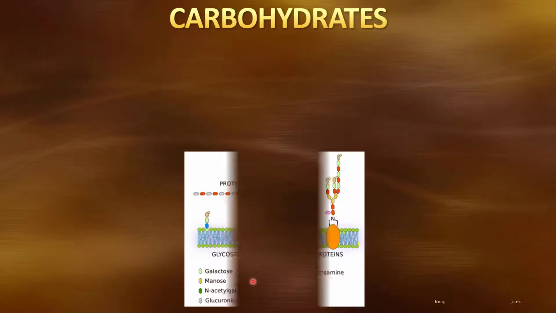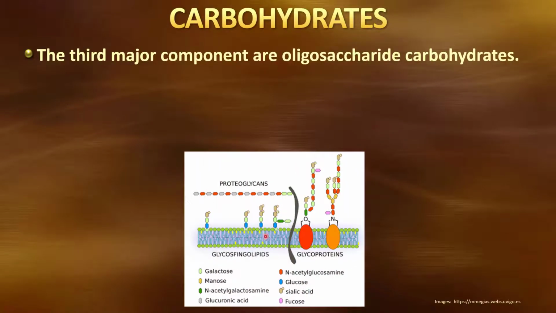Next we have carbohydrates. Carbohydrates are the third major component of the membrane. Most of these are oligosaccharides. We talked before about monosaccharides and polysaccharides. Mono was a simple sugar of one sugar unit. Polysaccharide was many. Oligo means it's a short chain, so it's not a super long polysaccharide like cellulose. It's a much shorter chain.